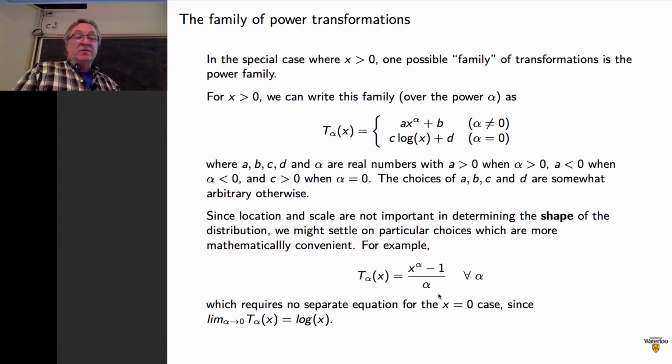And when alpha equals 0, we've got 1 minus 1 divided by 0, which is not so good, but we know how to do limits. You recall from first year calculus. So you can find the limit of that, and the limit of that as alpha goes to 0 is just taking the logarithm. So now we've got a smooth transition from negative alphas to positive alphas right through 0, and it's nice and smooth. Okay, so that's a mathematically convenient form. Any questions?